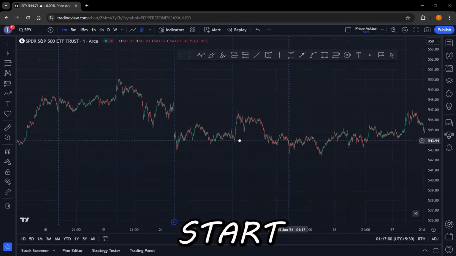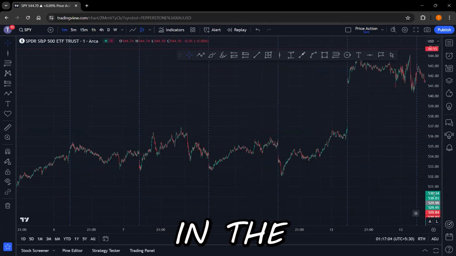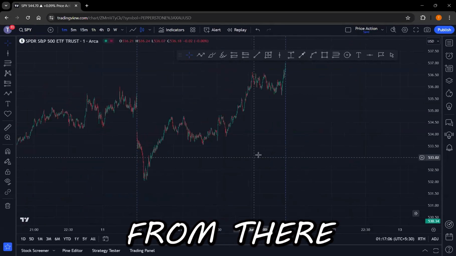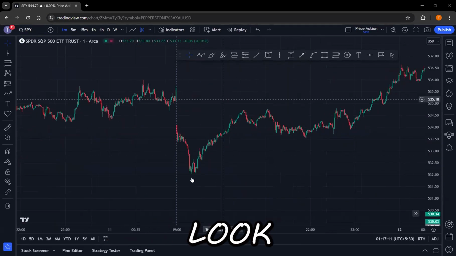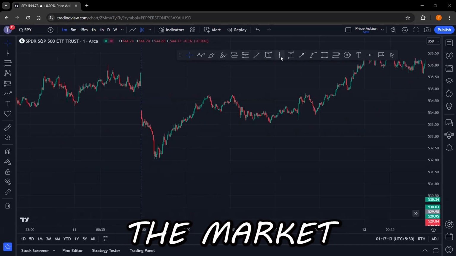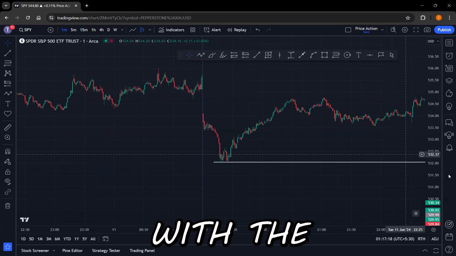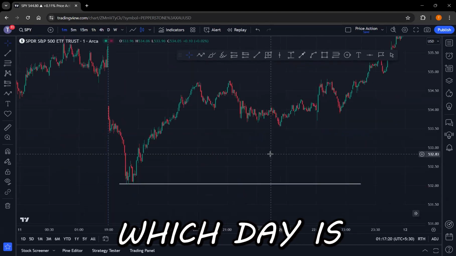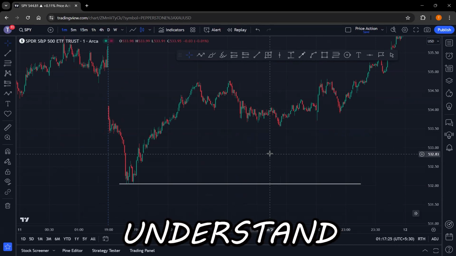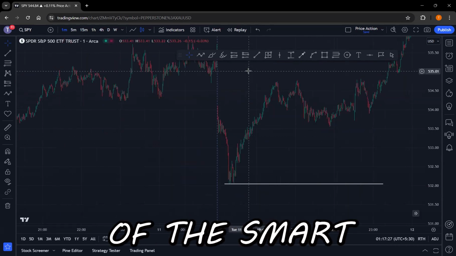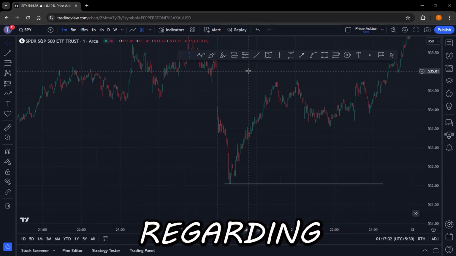Okay, so let's start from any random day. I'll choose a day from where we can start the judgment, or the decoding of the market. So let's look at this day. What's happening in the market is that the price is giving us support from here. This is the major support that the price created. It doesn't matter which day it is and what the price action is. What you need to understand are the basic principles of the smart money concept, so that you can trade intraday and make huge profits.